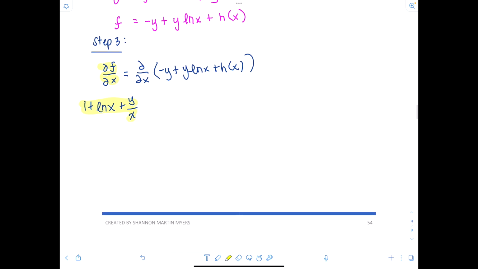All right, and then set it equal to this partial derivative. The first term zeroes out. The second term will give y over x plus h prime of x. Cool? Now, isolating h prime of x, do you see that the y over x cancels out? And so we'll just be left with 1 plus natural log of x. Groovy? All right, perfect. Next step.